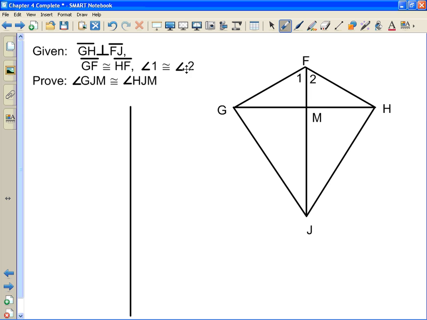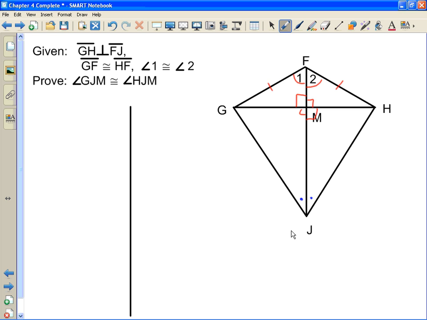So for this last one, I've got GH perpendicular to FJ. GH, FJ. So that's going to give me 4 right angles here. Okay. I've got GF congruent to HF, and angle 1 congruent to angle 2. I'm trying to get GJM, so I'm going to mark this in blue. GJM. I'm trying to get this angle to be the same as HJM, which is here.